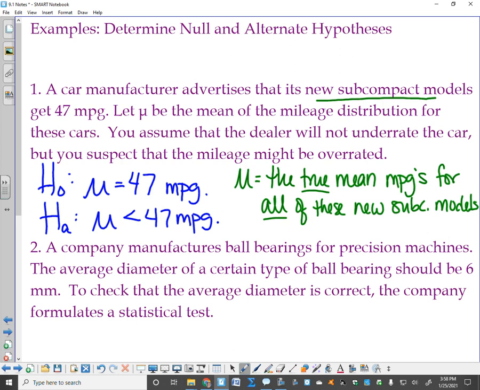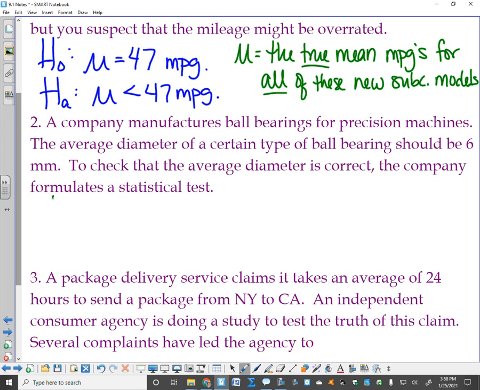So the average diameter of a certain type of ball bearing should be 6 millimeters. To check that the average diameter is correct, the company formulates a statistical test. Okay, well, I can already see my null. My null hypothesis is that they should be 6 millimeters. So null, alternate. Don't use an equals right there. Use a colon. Don't use a dash. It's going to look like a negative. Use a colon. Now is this mu or is this p? This is a mu because this is not a proportion. This is an average. So mu equals 6 millimeters.